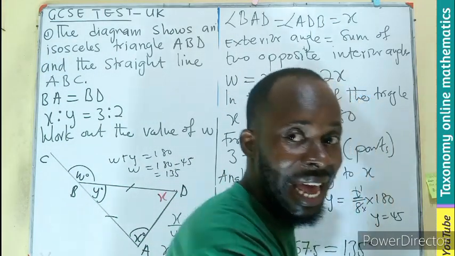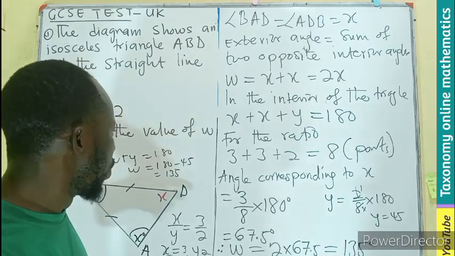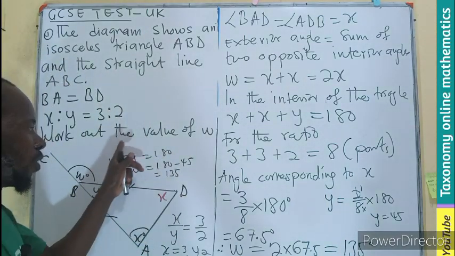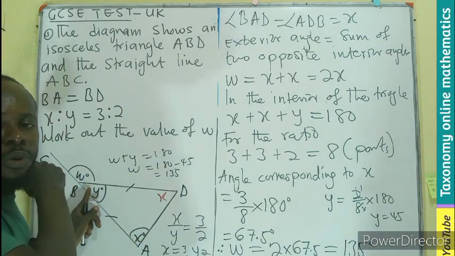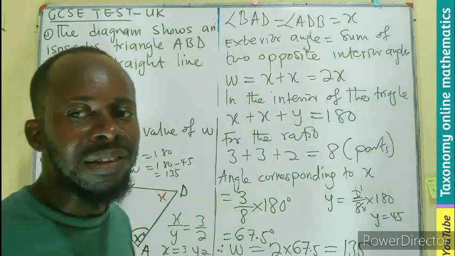If you don't want to use the exterior angle, you can also use the fact that W and y are on a straight line. You arrive at the same answer.